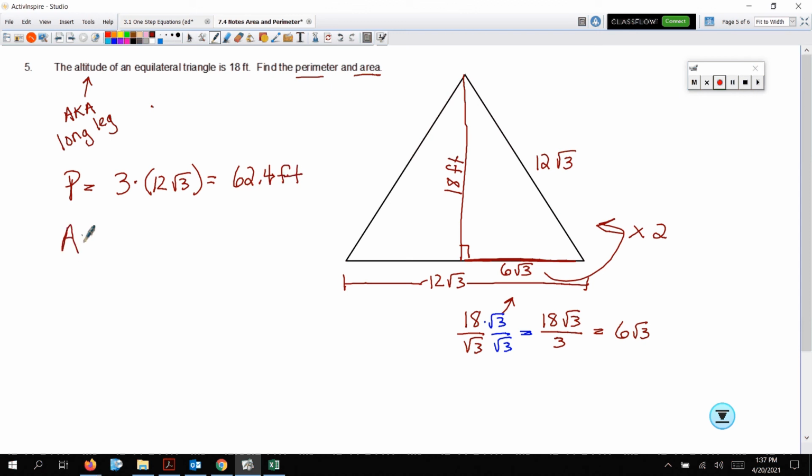For the area, we do 1/2 times the base, the whole base, right? 12√3 times the height. This is where, when you put radicals in your calculator, you want to make sure you close off that parenthesis, because if you don't, and you just type in times 18, it's going to think that that 18 is underneath the radical. So please, please take your time. Maybe you want to type it in like this, and have that radical be the last thing you enter, then you won't have to worry about that. But you should get the same answer.